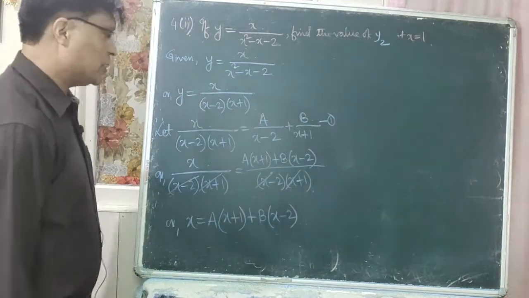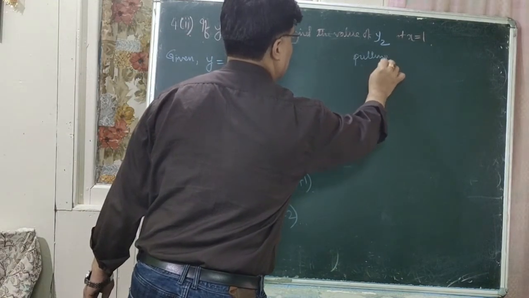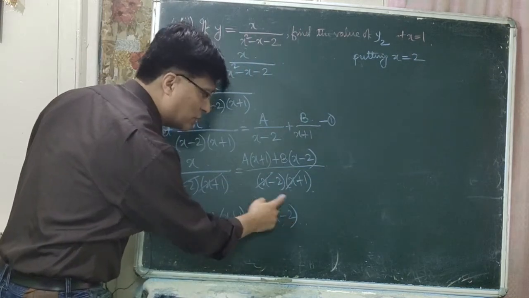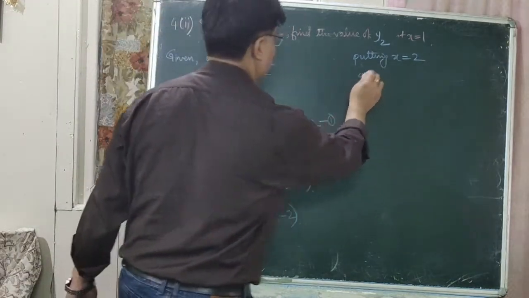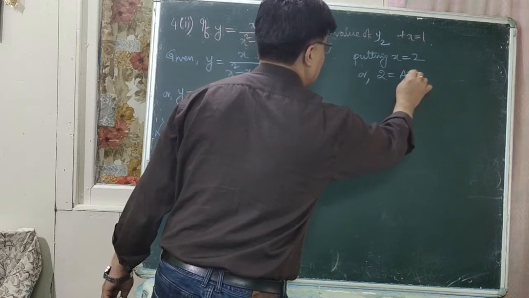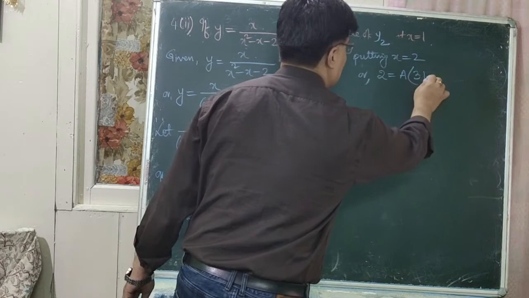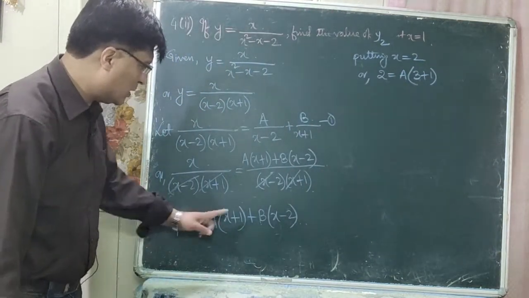Okay, so putting x is equal to 2. If you put x is equal to 2, this 2 minus 2 is 0, so this second term is 0, right? So the left hand side now becomes, putting x is equal to 2, capital A within bracket 3 plus 1, right? This is your 3 plus 1. Is that clear? You put x is equal to 2 in this case.